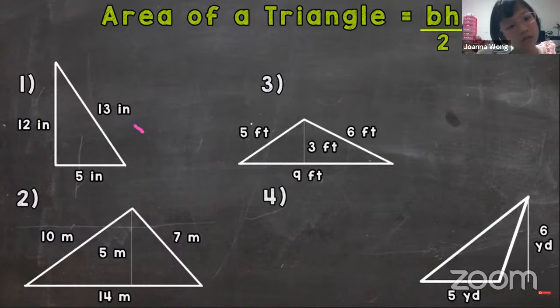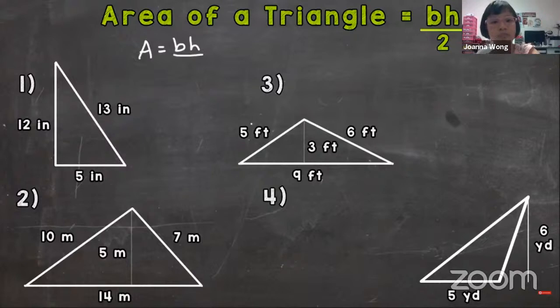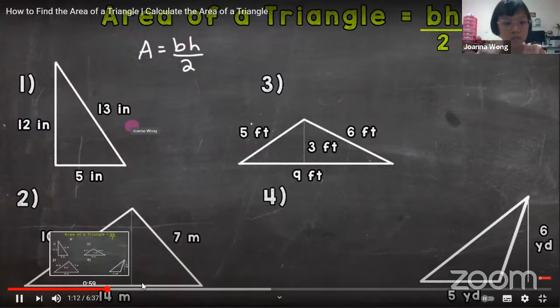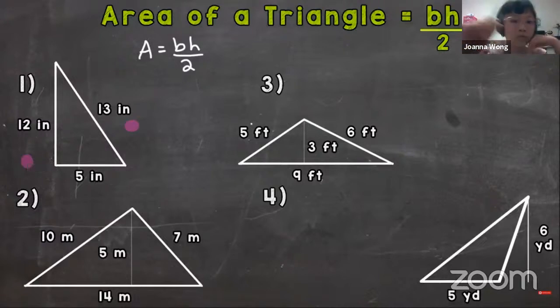So let's hop right into number 1. For number 1 here, the first thing we want to do is write out our formula for the area of a triangle. So area equals base times height divided by 2. Now, whenever you have 2 letters right next to each other in a math problem or an algebra problem, that means multiplication. Again, 2 letters right next to each other mean B times H, base times height.